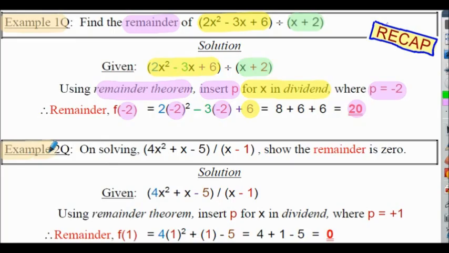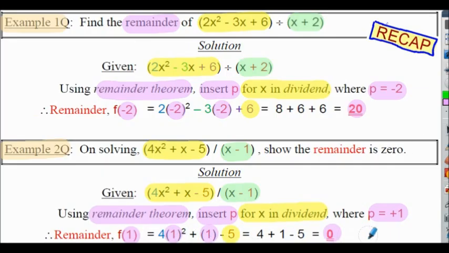And recap of question 2q, again we're given the dividend, shown here, our divisor, x minus 1 in this case. So we're going to show that the remainder is 0. So as before, using remainder theorem, insert p for x in the dividend, noting that p now is positive 1. With x minus 1 for our divisor, p essentially changed the sign, so p is positive 1 here, and we simply insert the positive 1 in our dividend of 4x squared plus x minus 5. Evaluating, we find the remainder is indeed 0.